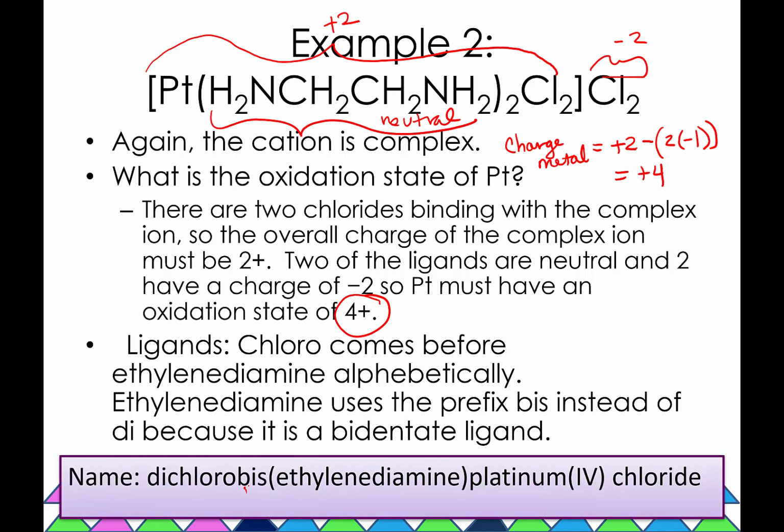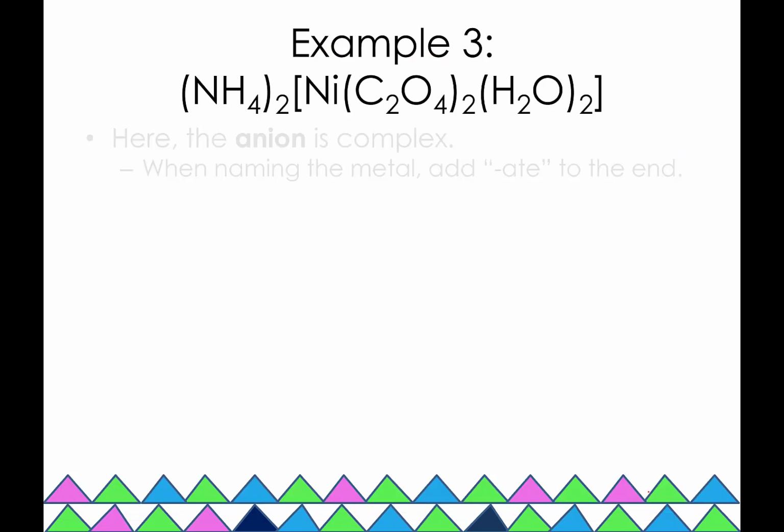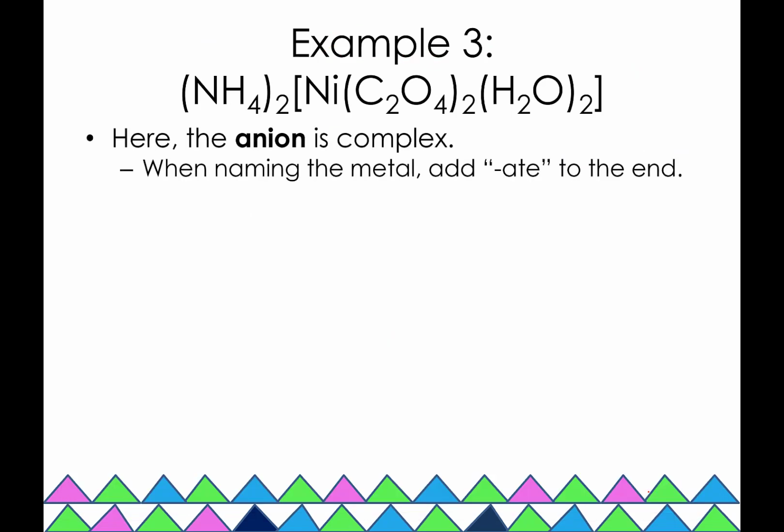Now here we use bis as a prefix for ethylenediamine. And when you use these other prefixes, you want to put the name of the ligand in parentheses. So dichlorobis(ethylenediamine)platinum 4 chloride. Here's another example. First of all, notice that the complex is the anion. So when we're naming our nickel, we need to add -ate to the end.